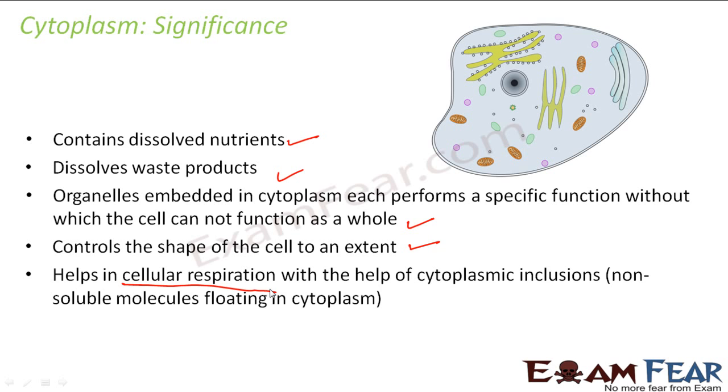In the cytoplasm, there are some non-soluble molecules which are floating in the cytoplasm. So these molecules actually help in respiration. So for breathing in and breathing out, these molecules actually help, and these are known as cytoplasmic inclusions. So we are not going to study about cytoplasmic inclusions in detail right now, but this is just for your knowledge that cytoplasm has this significance as well. Right? So since it performs so many functions, so definitely cytoplasm is of great significance to a cell.